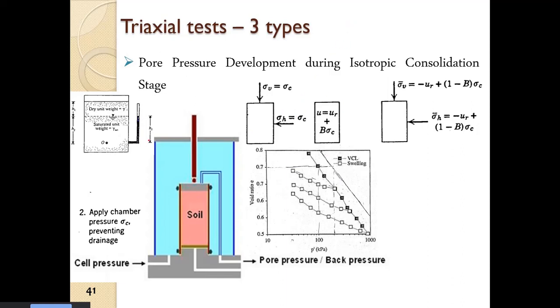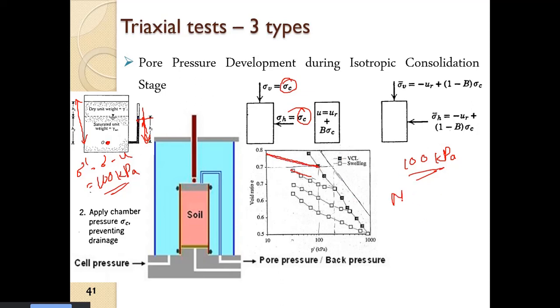Here, if we consider this state, we have sigma dash equal to sigma minus u. This is sigma, the total stress, and this is u, the water pressure. It is equal to 100 kPa. So unless and until this sigma c reaches a value of 100 kPa, the soil will behave as an overconsolidated soil. It will be somewhere like this. As soon as it reaches 100 kPa, it is a normally consolidated soil.